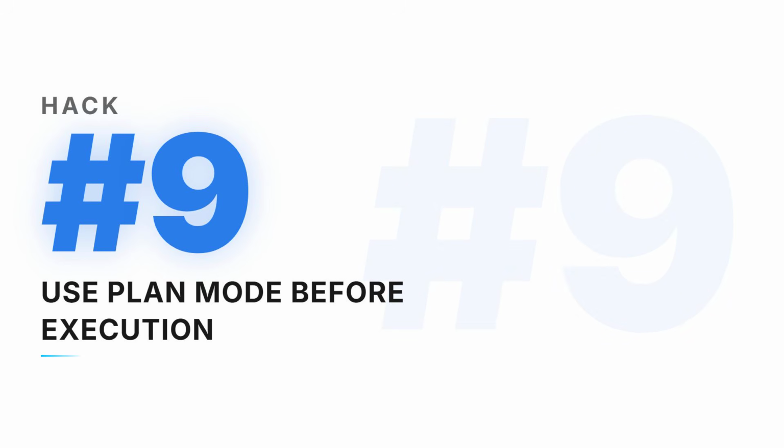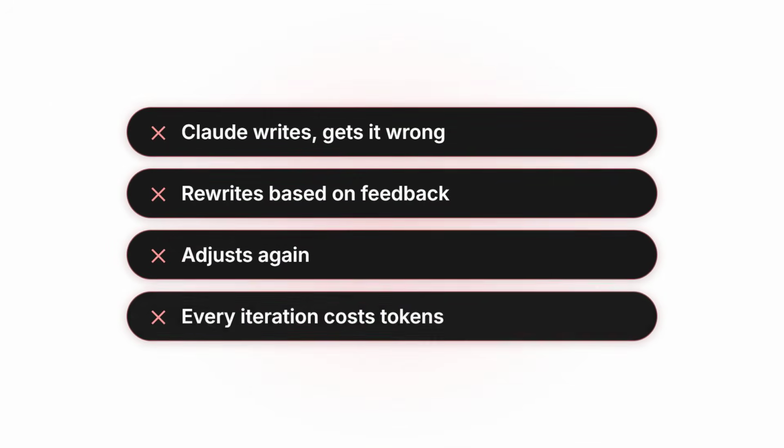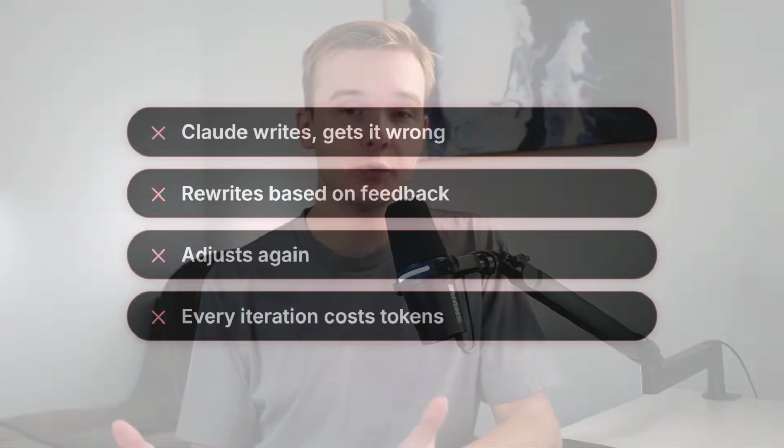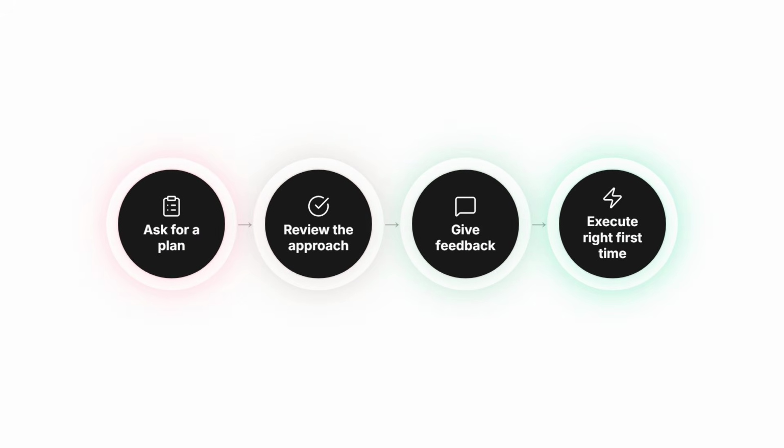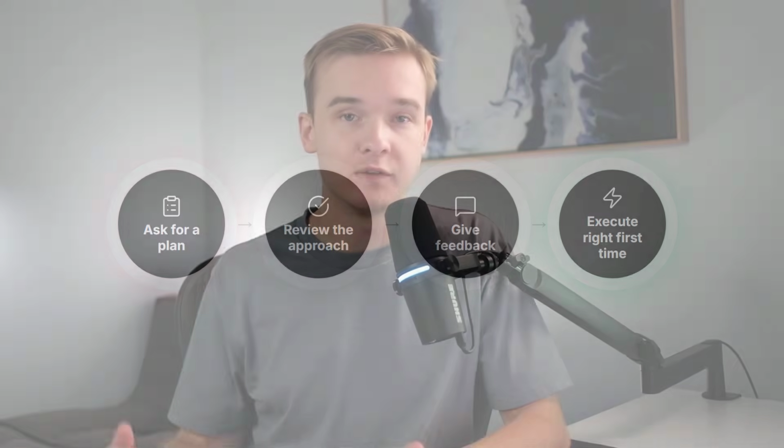Number 9, use plan mode before execution. So one of the biggest token sinks in Claude Code is when it starts writing code, gets it wrong, then rewrites it, then adjusts it again based on your feedback. Each of those iterations costs tokens. So to avoid this, we can use plan mode. Before Claude starts writing any code, you can ask it to create a plan first. It will then outline what files it intends to modify, what approach it's going to take, and what the expected outcome will look like. Then you can review that plan, give it any feedback if needed, and then it goes and executes that. So this catches any misunderstandings before they turn into a bunch of wasted token use.